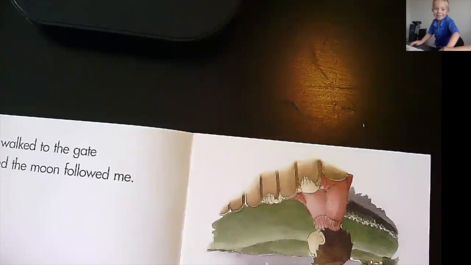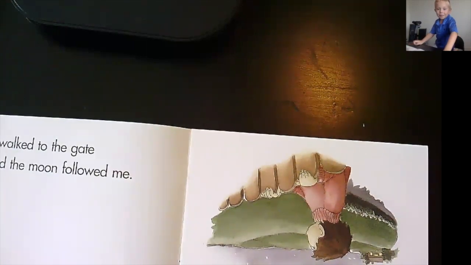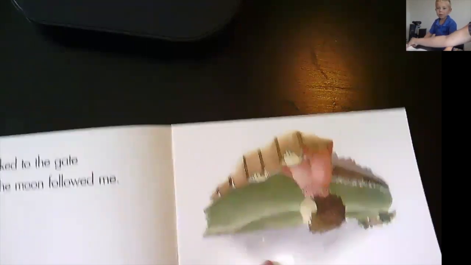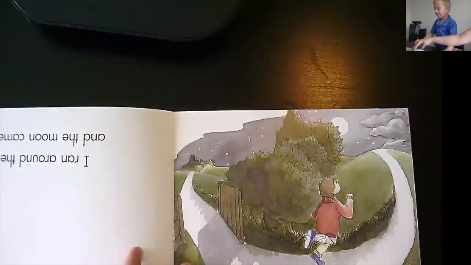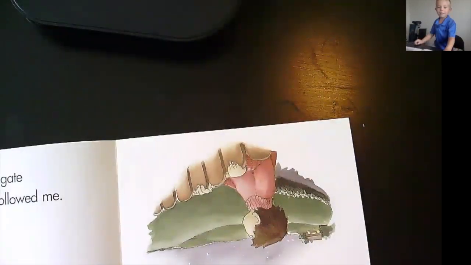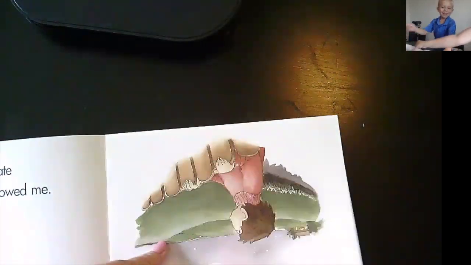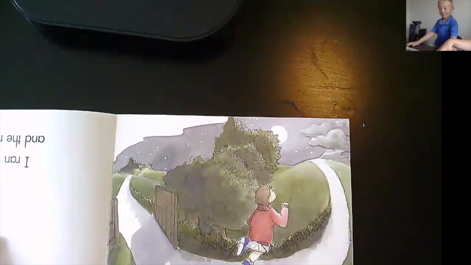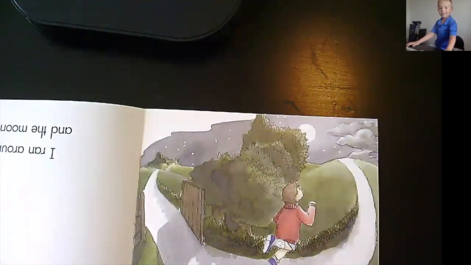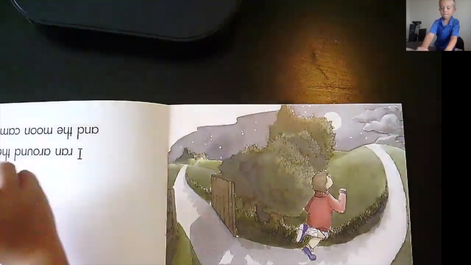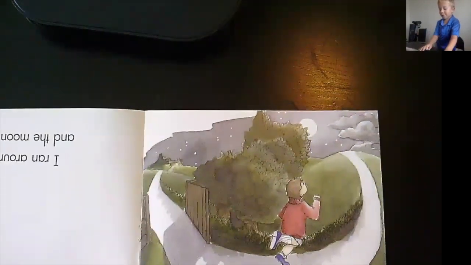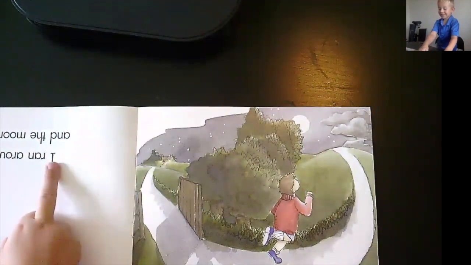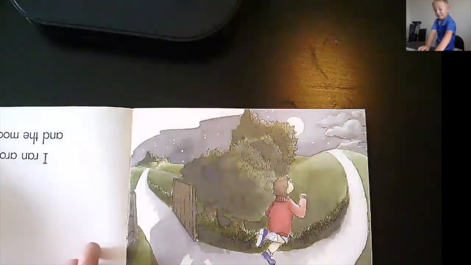He's upside down. I walked to the gate and the moon followed me. He's upside down, isn't he? If he's upside down, where would the bottom be? Where do I begin? Look at the book. Where do I begin? Yeah, I don't know. These are yours here. Which way do I go after that?